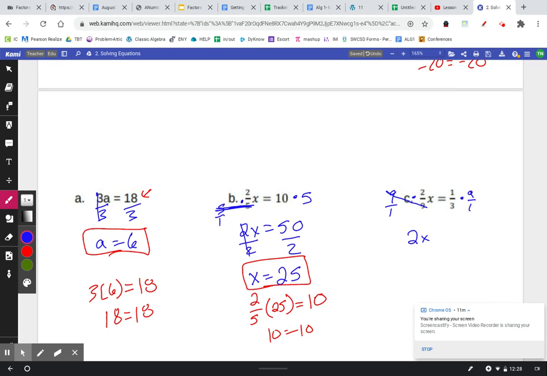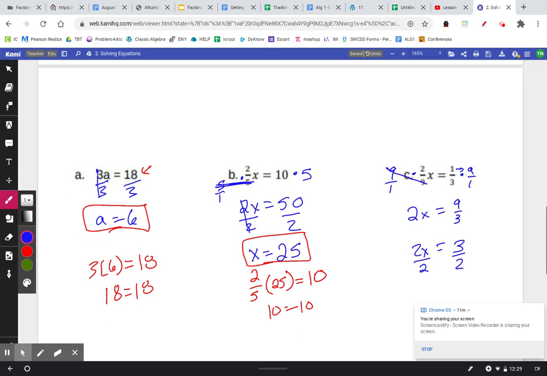And then over here on the right, I'm just multiplying across. 1 times 9 is 9. 3 times 1 is 3. Okay. And then some more simplification can be done with that fraction. 9 divided by 3 on the right is just 3. So I get 2x equals 3. In order to get rid of multiplying by 2, I do the inverse. I divide by 2. And I am left with something like x equals 3 over 2 or x equals 1.5, because if I did 3 divided by 2, I would get 1.5.